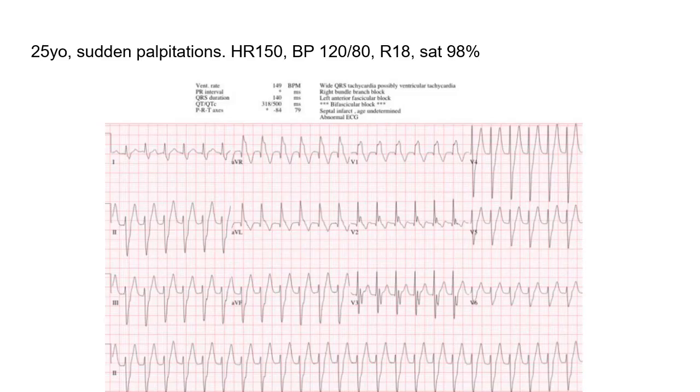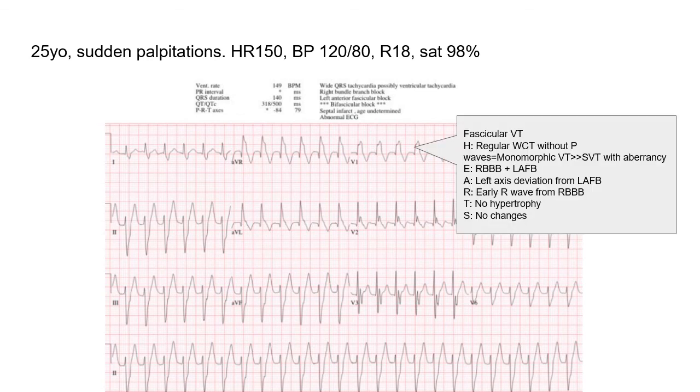Okay, so we're almost finished. We've got a 25-year-old with sudden palpitations, heart rate of 150. So we've got the wide QRS tachycardia, could be Vtac, but in a 25-year-old, less likely Vtac. Regular, right? So maybe an antidromic or maybe an SVT with a conduction abnormality.